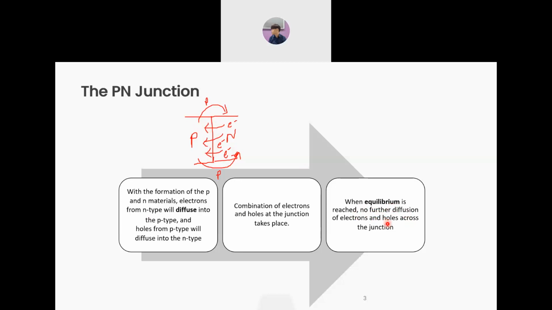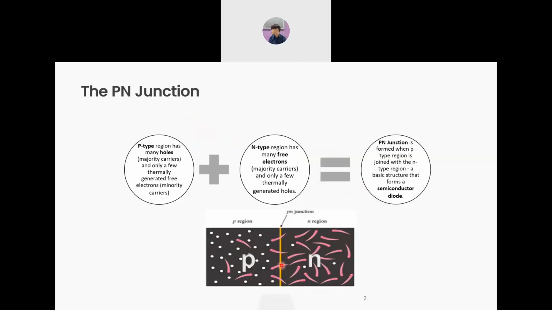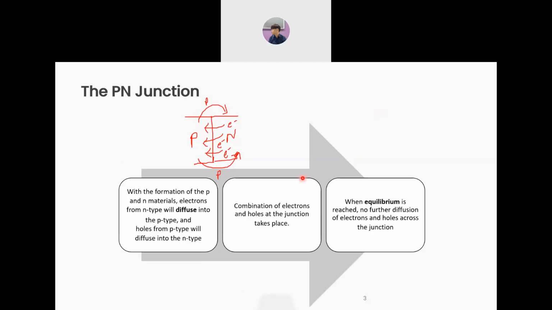Diffusion happens when there is a movement of electrons from the n type going towards the p type region, and holes from the p type region going through the n region. Both of these carriers, hole and electron, will combine at the junction. If you see, this is the junction here. The movement is p going to n, n going to p, but the combination happens at the junction.